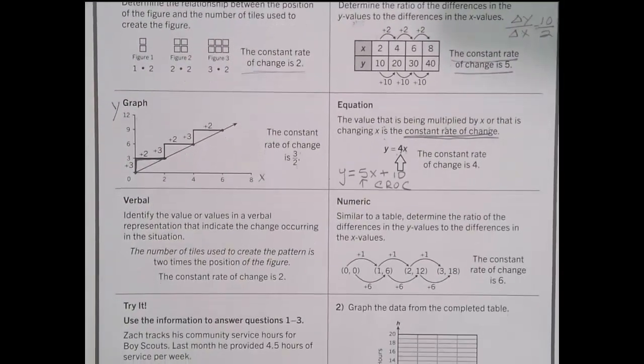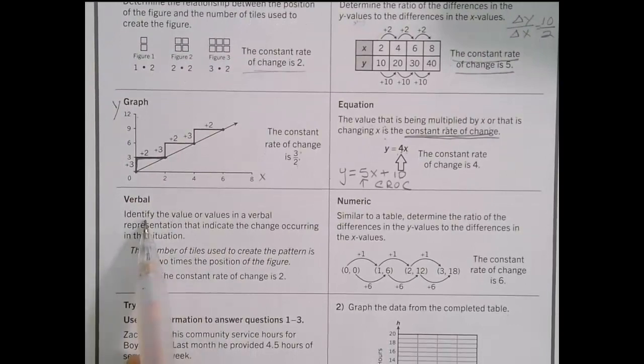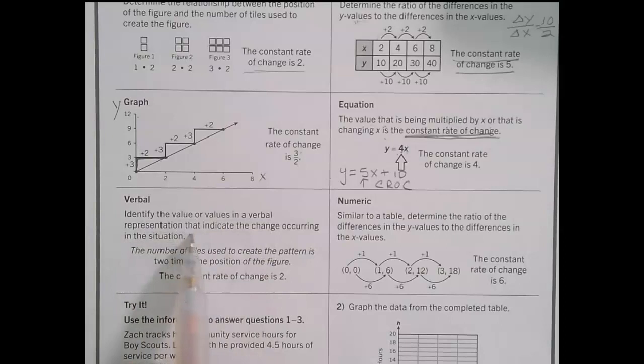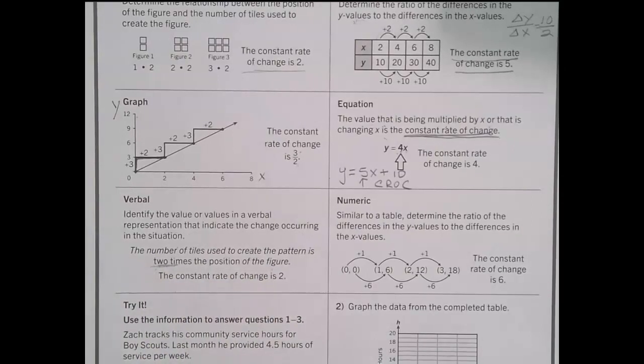Verbal, when you're listening to the verbal, it says that you're identifying the value or the values in a verbal representation that indicate the change occurring in the situation. So here the number of tiles used to create the pattern is 2 times the position in the figure. So the constant rate of change is that 2 in that verbal.